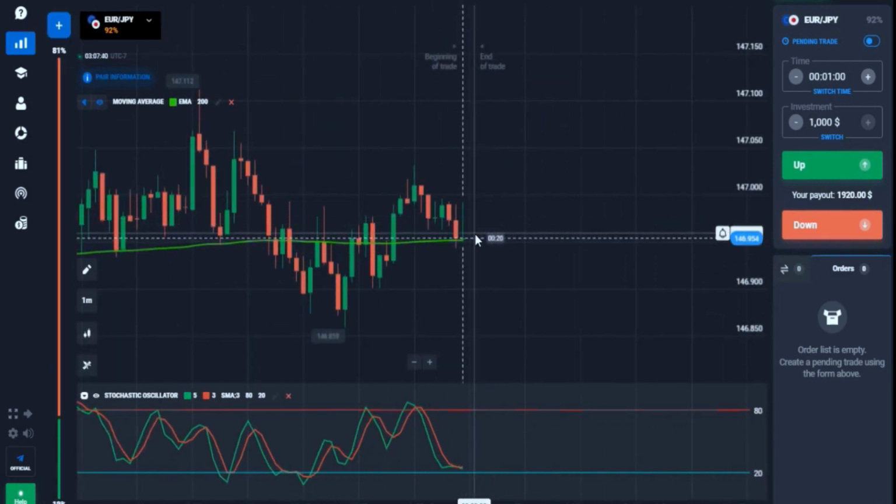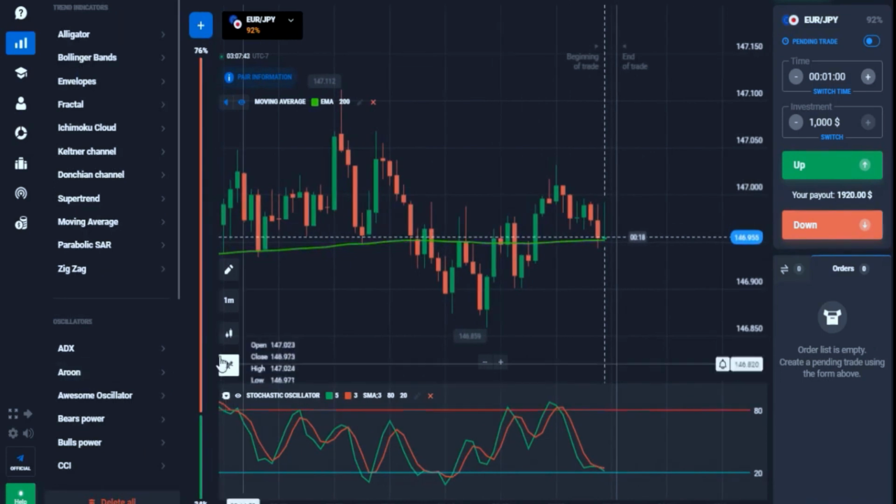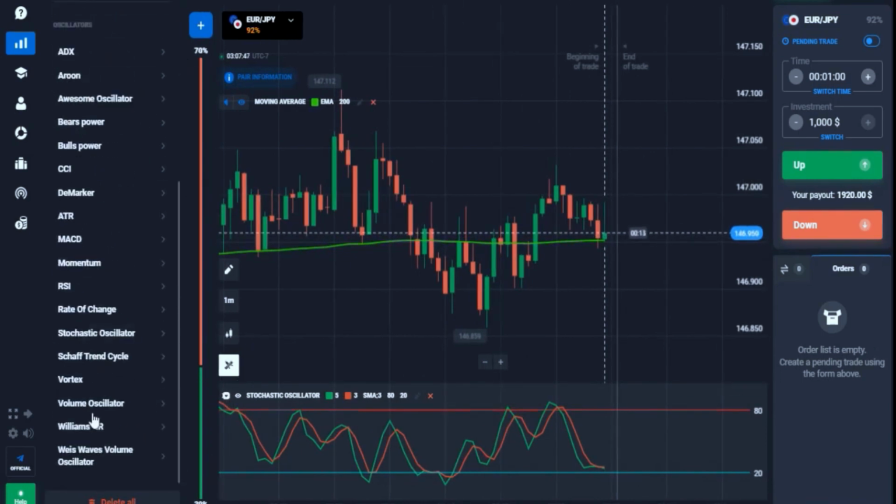If you're new to this broker, this is where you're going to find it: if you click this button, you're going to find all the indicators listed at the right side here. So that's pretty much it.